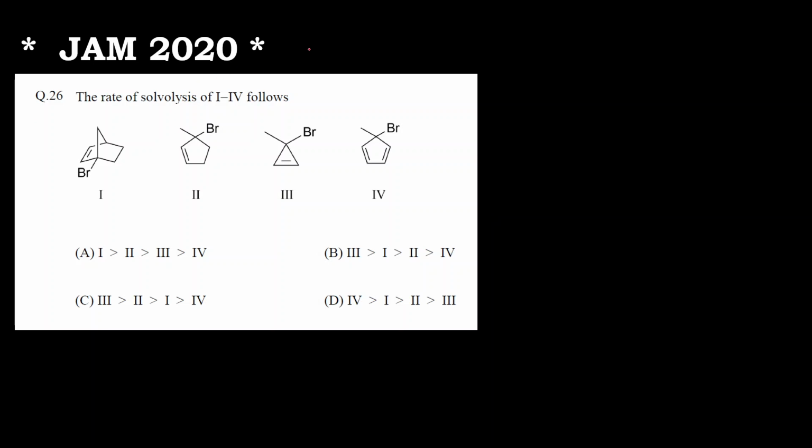Now this is the question that was asked in JAM 2020. So we have to determine the rate of solvolysis. Solvolysis means, whenever you add an alkyl halide in some solvent, let's say water, it is stabilized, which means it will form a carbocation surrounded by the solvent molecules. This is nothing but solvolysis. That is, this bond is broken and it is surrounded by the solvent molecules.